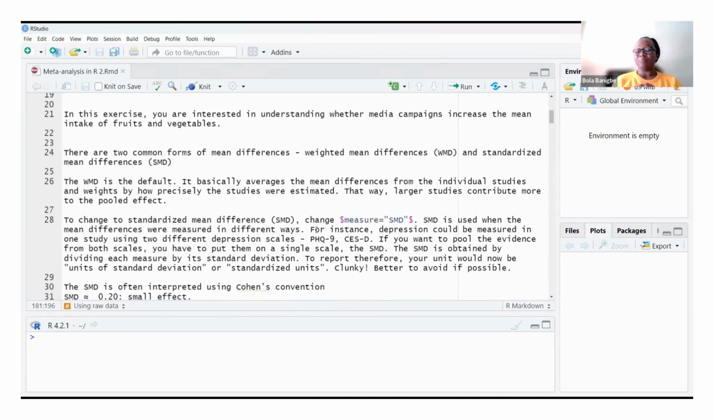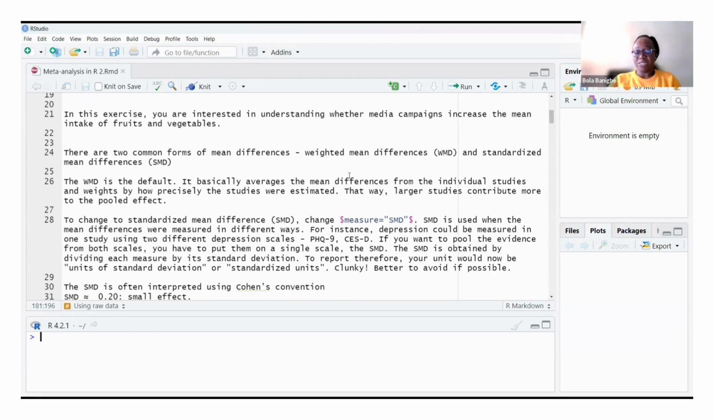We want to understand whether media campaigns increase the mean intake of fruits and vegetables. Because it's a continuous variable, there are two forms of mean differences that you can use. In this paper we have two groups: a group that was exposed to the media campaigns, the intervention group, and the group that was not exposed, the control group. So we want to see if there's a difference in the mean consumption of fruits and vegetables between those two groups. What is the overall mean in the intervention group and the overall mean in the control group? And then we'll find a difference. If the difference is zero, then we're like, well, maybe that didn't work. Or if the difference is not zero, then we start interpreting.